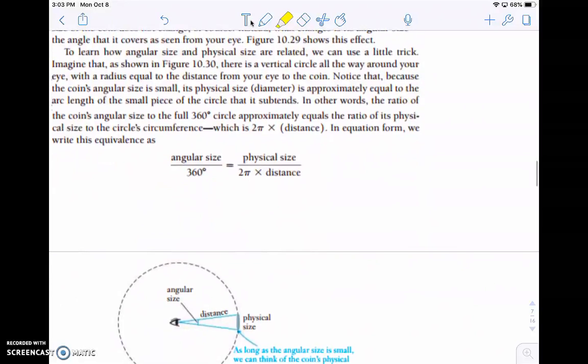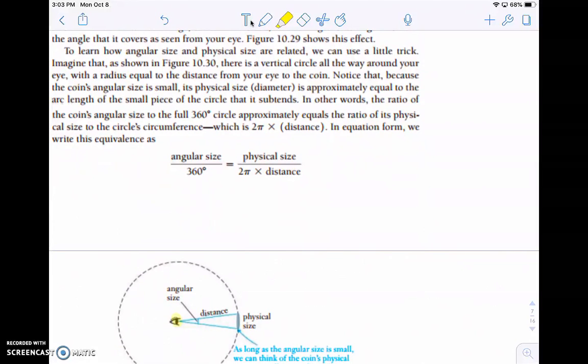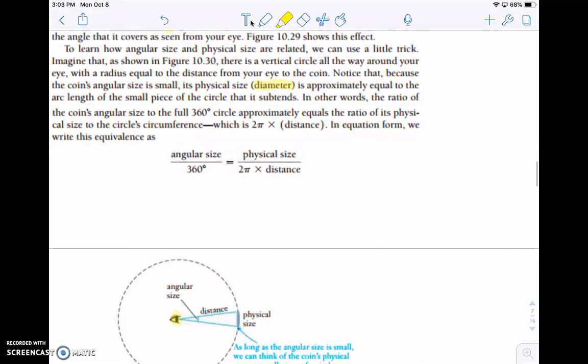So here's this little figure down here. You can see here's your eye. And as you slide this thing away, things are going to change. So this figure shows the effect. Imagine that you've got a vertical circle all the way around your eye, with the radius equal to the distance from your eye to the coin. Notice that because the coin's angular size is small, the physical size, or the diameter, is approximately equal to the arc length of the small piece of the circle that it subtends.